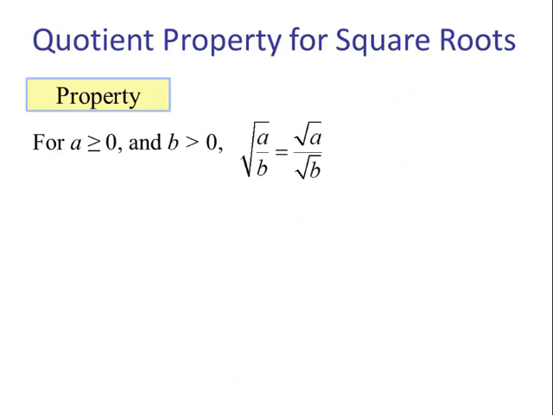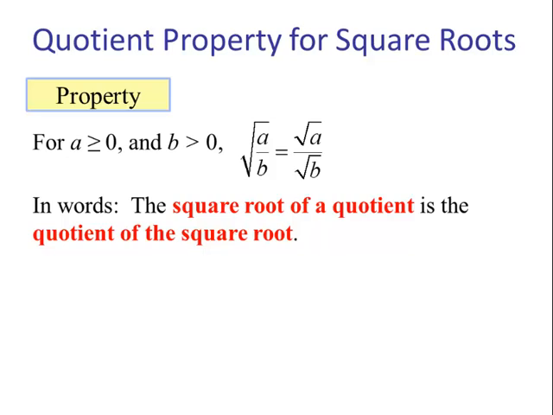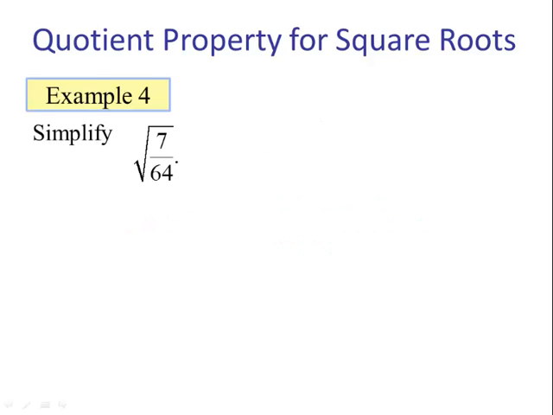Property: for a greater than or equal to 0 and b greater than 0, the square root of a divided by b is equal to the square root of a divided by the square root of b. In words, the square root of a quotient is the quotient of the square roots. Let's do an example. Example 4.